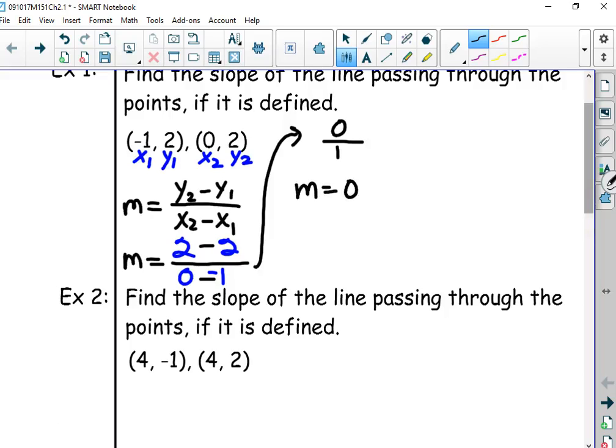Now, this makes sense. If you notice that our y's are exactly the same, this will always happen. Doesn't matter what the denominator is. If the numerator is 0, then we have a slope of 0. We're graphing a horizontal line.